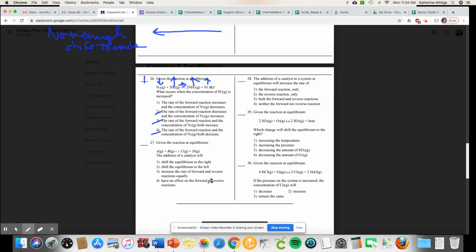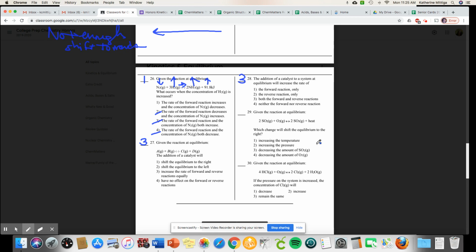What will a catalyst do? Catalyst is going to get you there faster. It's going to increase the forward and the reverse equally. Why would you add something that has no effect? That's pointless. And it's not going to shift either one. It's going to do both. Again, this is the same question. Addition of a catalyst will increase the rate of both.